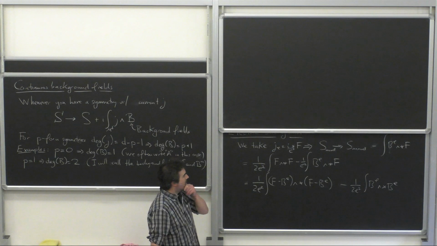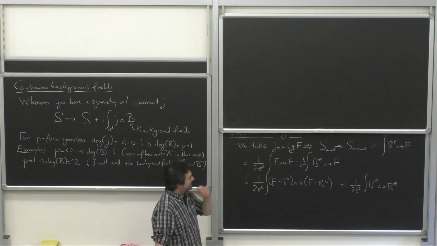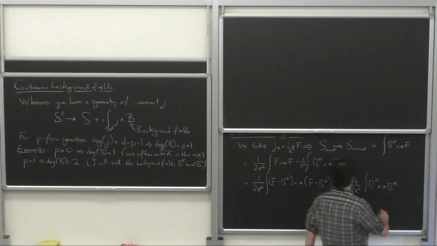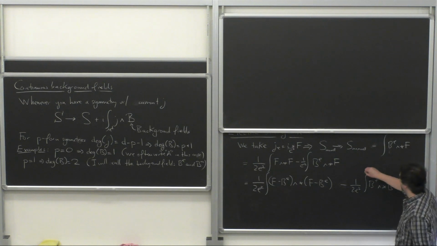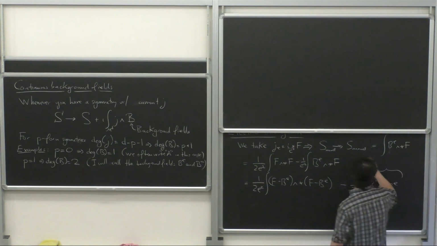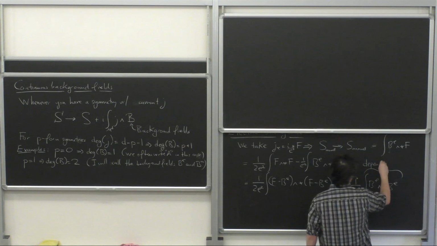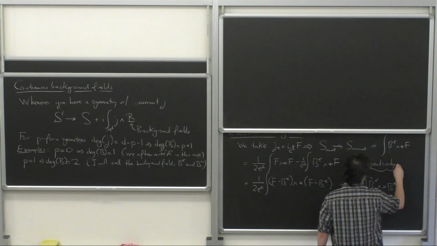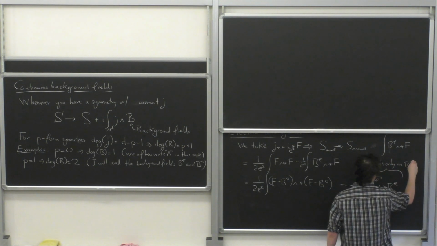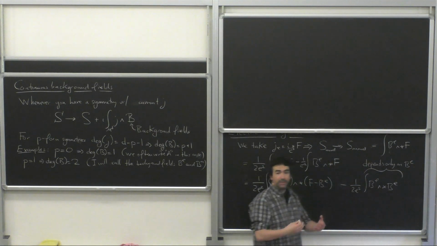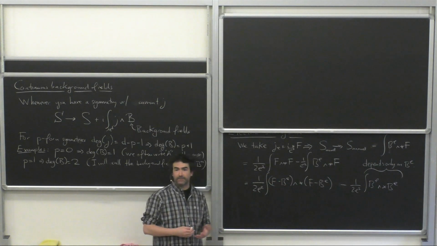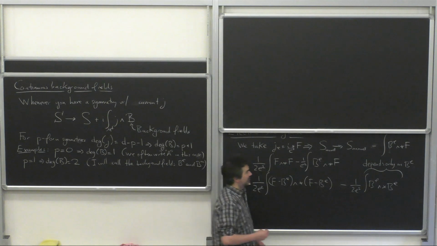Right. This last term, if you notice, is something that depends only on B. B is something I put by hand. It's not a dynamical field in the theory. So this is an example of what we call sometimes a counterterm.